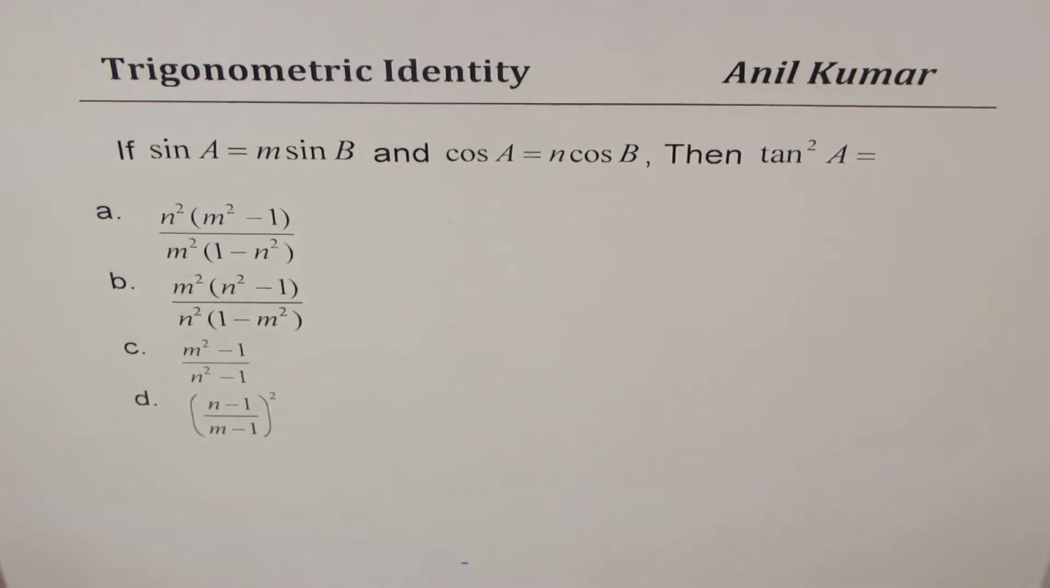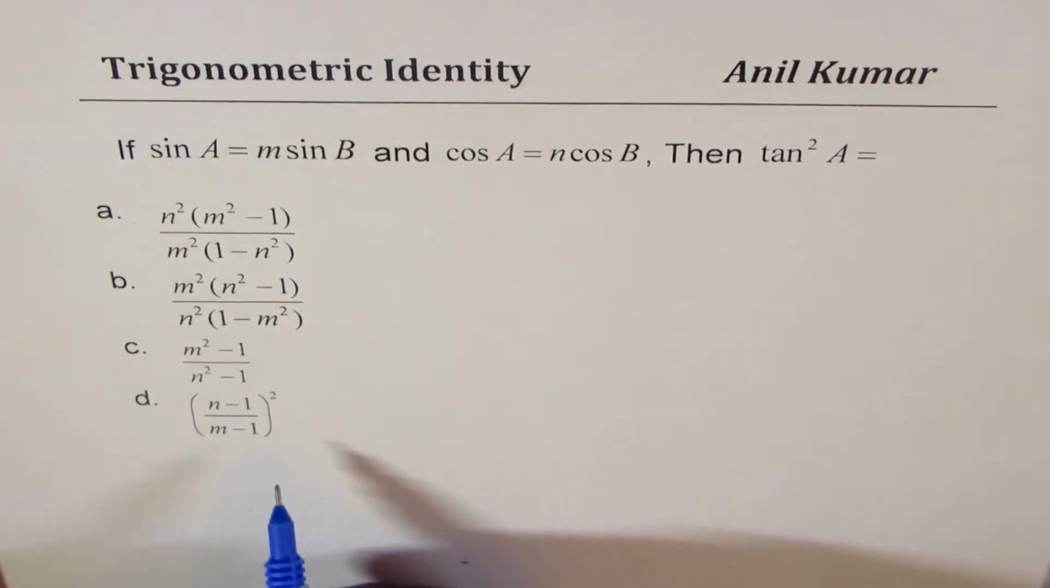Now questions very similar to this will be seen in IIT JEE and many AP level test papers on mathematics and even SAT. The question here is, if sine A equals m sine B and cos A equals n cos B, then tan square A is equal to what? Four choices are given to us.